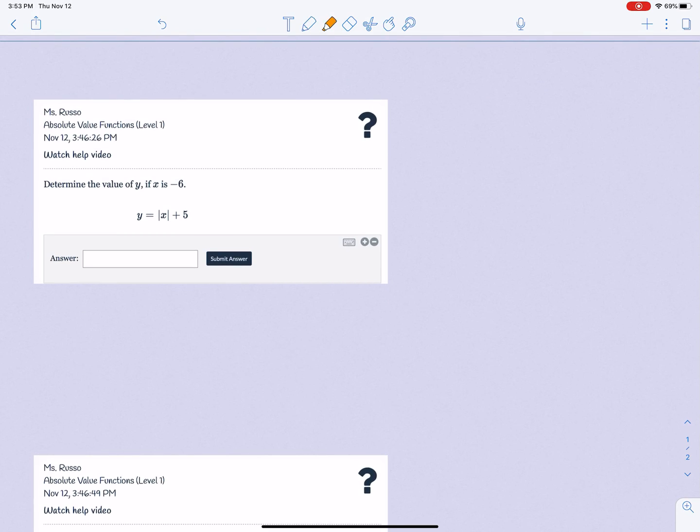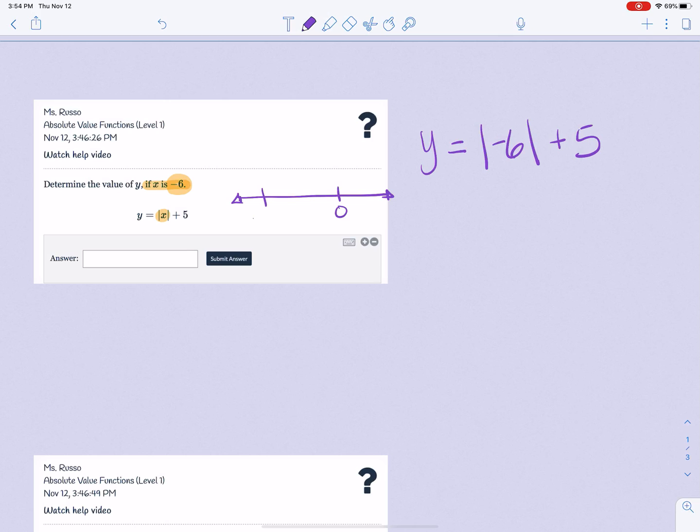Okay, in this one, notice that we have to determine the value of y if x is -6. So they want us to take the -6 and substitute it in for x. Let's go ahead and write our equation. Y equals the absolute value of -6 plus 5. Now again, on our number line, we have 0 and we have -6. What is the distance between -6 and 0? How many jumps is it going to take? It's going to be 1, 2, 3, 4, 5, 6. So it takes 6 jumps.